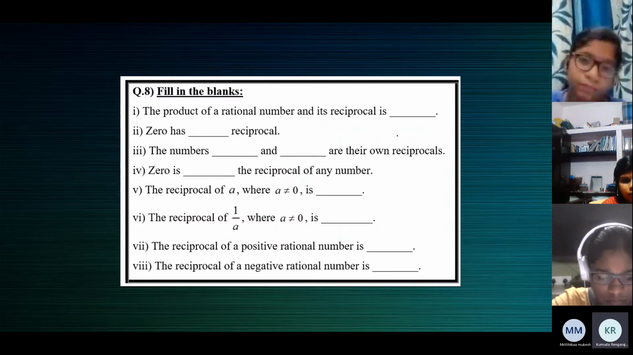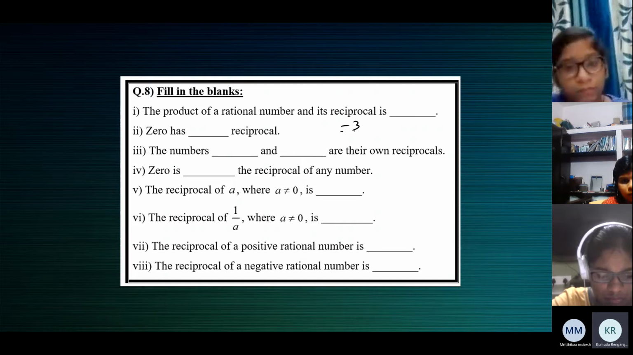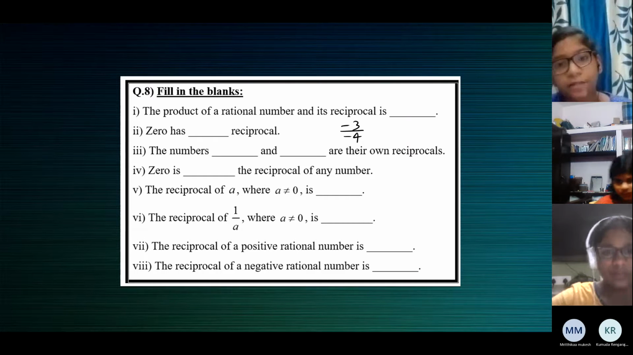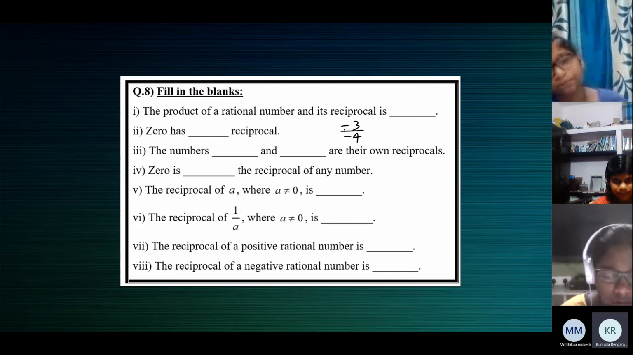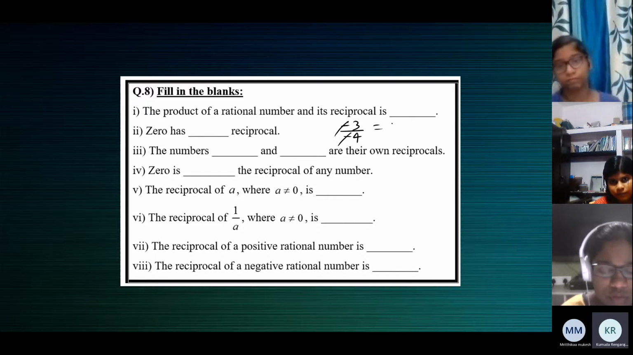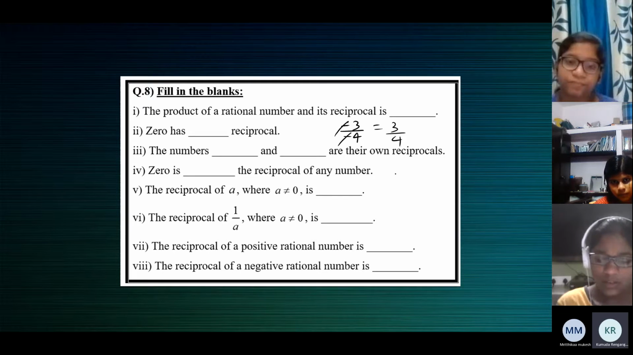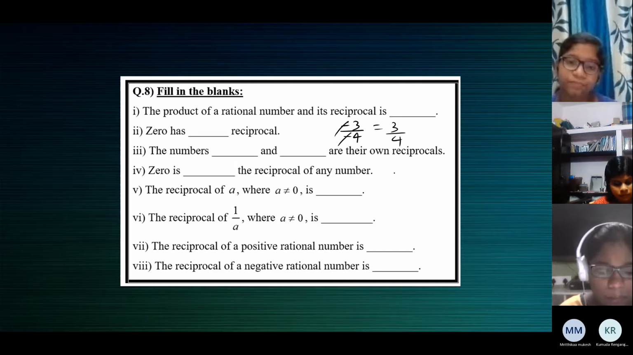Okay, now tell me, is this a positive rational number or negative rational number? Positive, ma'am. When we cancel the minus, we get a positive number. So minus 3 by minus 4 is not negative. It's only 3 by 4, so it's positive.